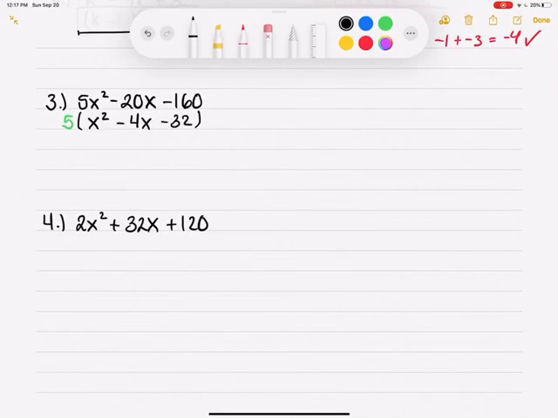Now all I have to do is break this up. I'm going to bring down the 5. And I know that when I factor x squared minus 4x minus 32, it's going to have to fit inside these two binomials. X squared is always broken up as x times x. And now I need the factors of negative 32.